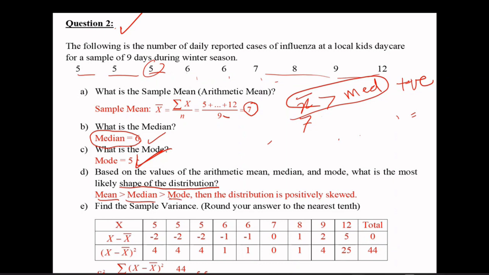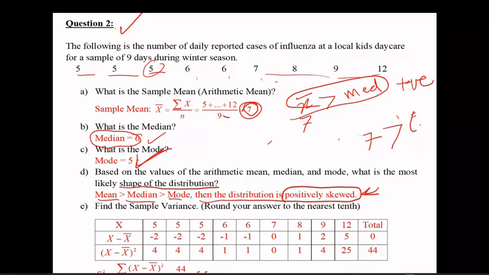The distribution is positive skewed. Why is it positive? Because the mean is greater than the median. So it is positive. If the mean is less than the median, it is negative skewed.